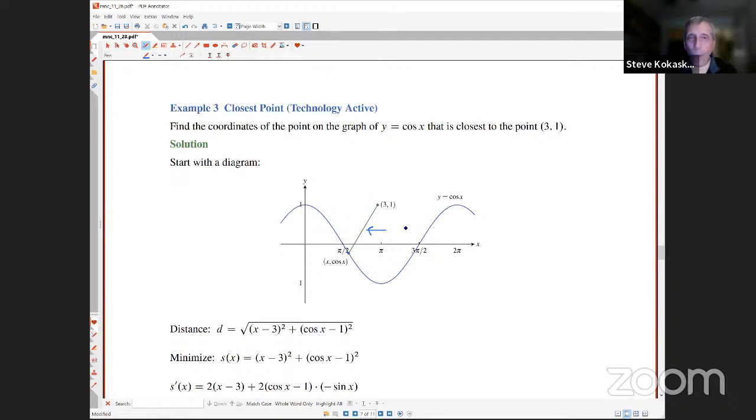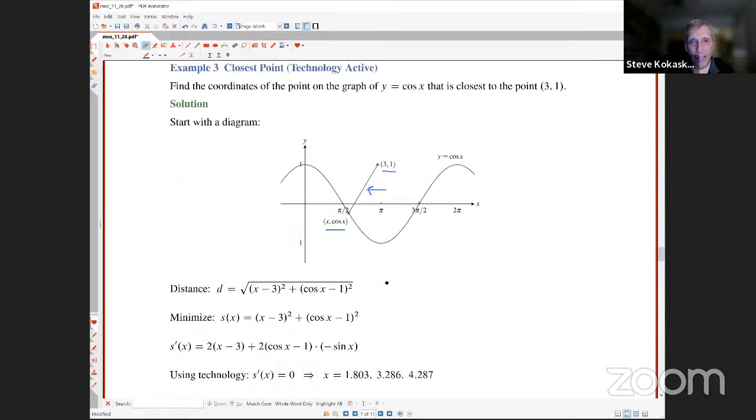Okay, so what's the distance between this point and the point (3, 1)? Well, using the distance formula from your geometry class, the square root of (x minus 3) squared plus (cosine of x minus 1) squared. One good thing, that's in terms of only one variable x. I like that. One bad thing is it's kind of a complicated expression. It's got a square root in it, and I'm looking ahead. I really don't want to take the derivative of that.